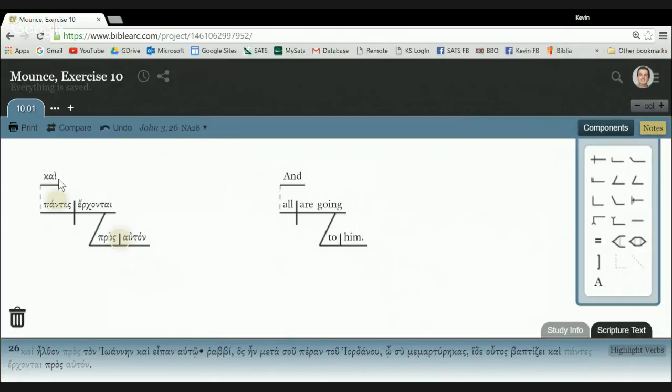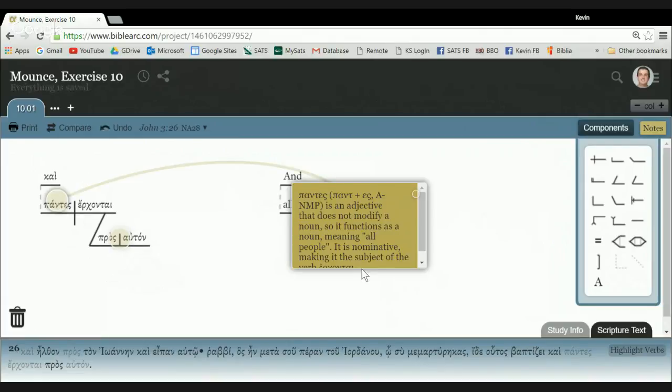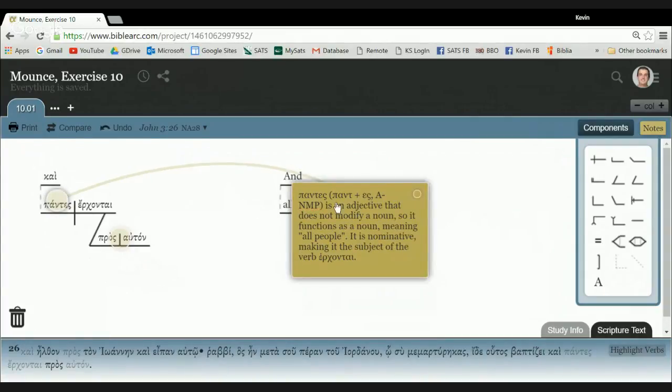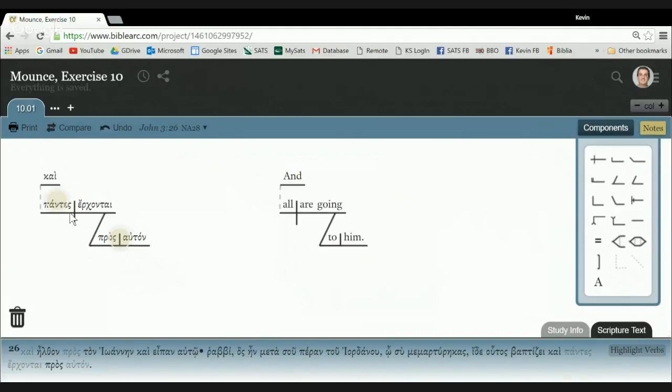Kai is a conjunction that's linking it to the previous clause, so we'll diagram that separately. Then in our main sentence, pantes is the subject. Can I make that bigger? Yep. It comes from pant- as the root, with the nominative masculine plural ending added. So it's nominative, the subject of the verb erchontai. Even though it's an adjective, it's not modifying a noun, so it's functioning substantivally. It's functioning like a noun, sorry, not like an adjective.